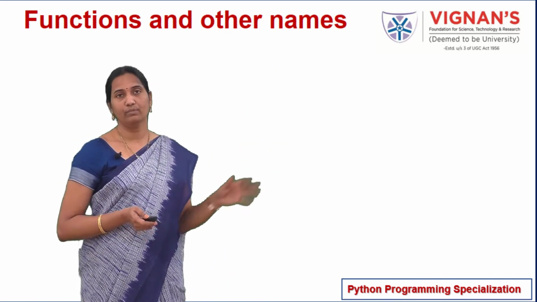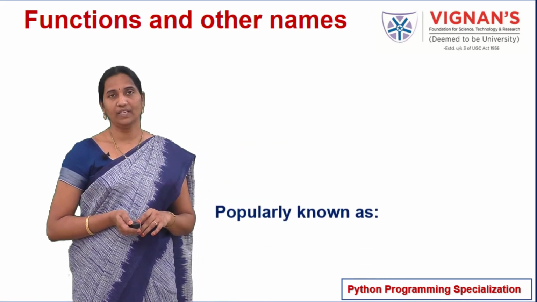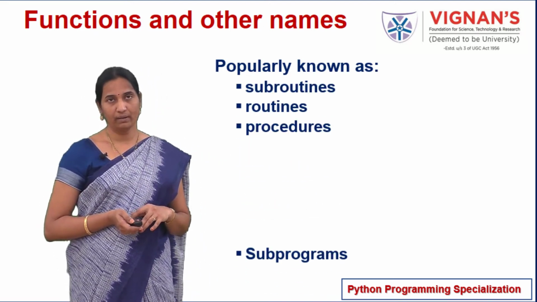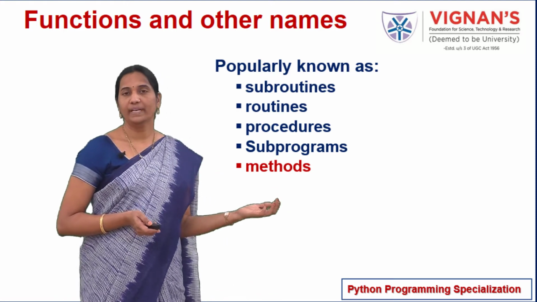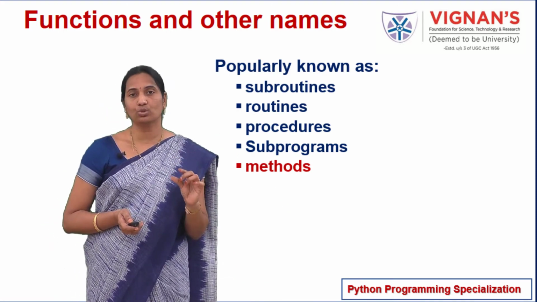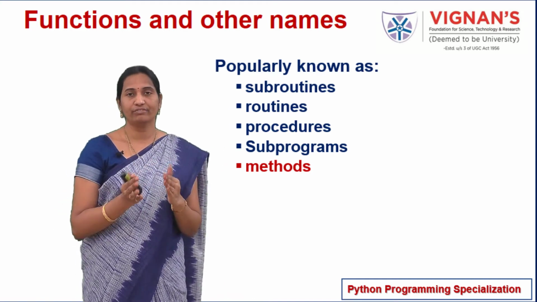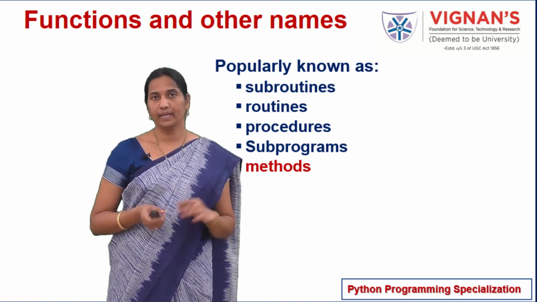There are many other names for functions. Functions are popularly known as subroutines, routines, procedures, subprograms, even methods also. So basically method is the term which refers to a function that is part of a class. We can use method or function interchangeably, there will not be any problem.